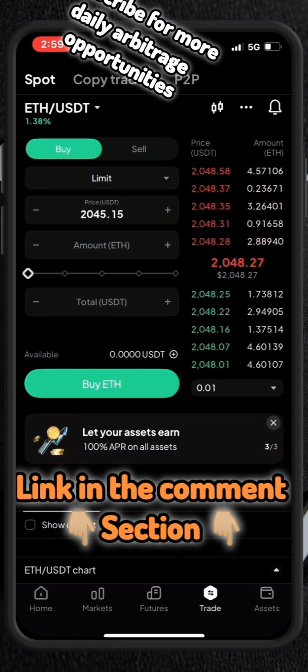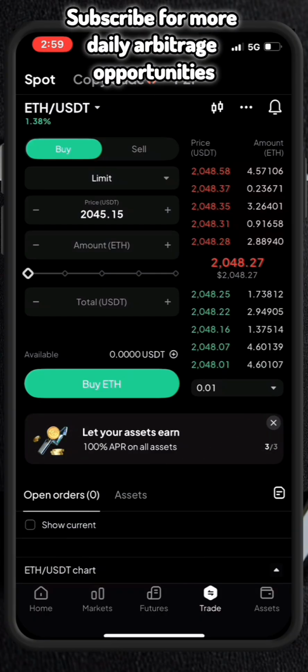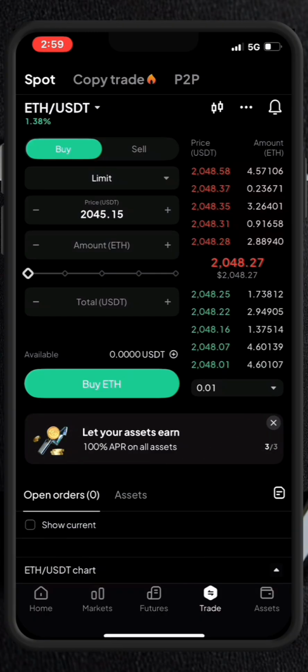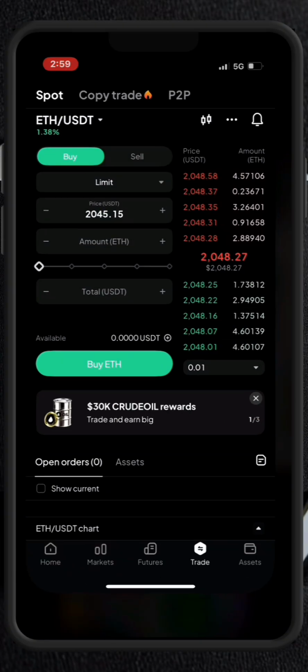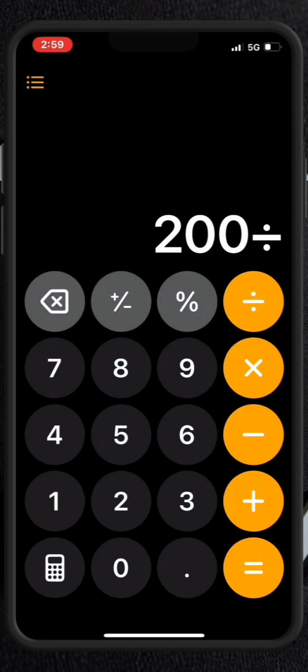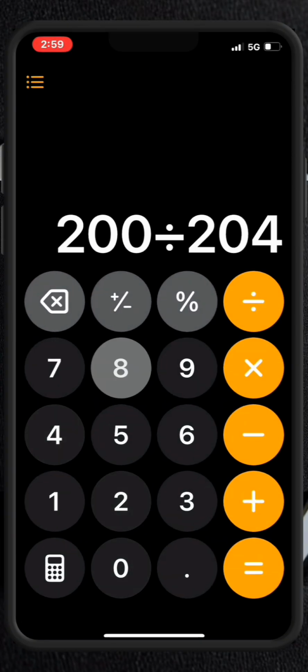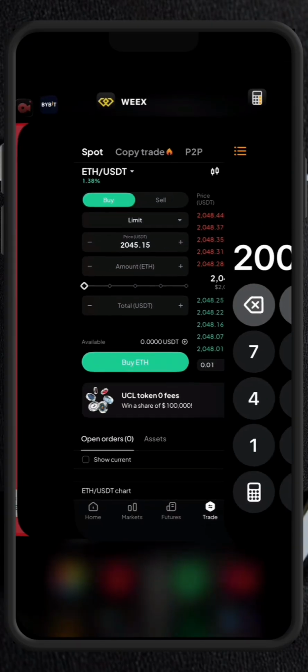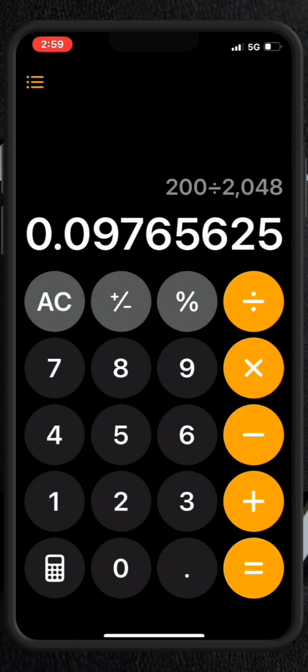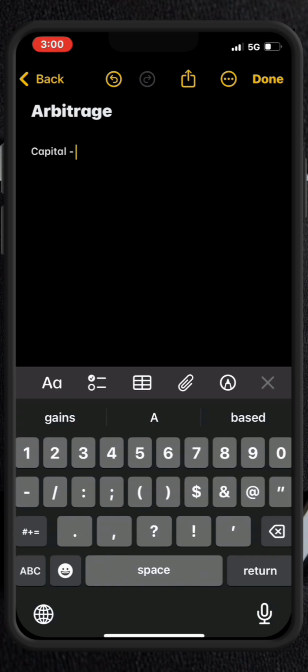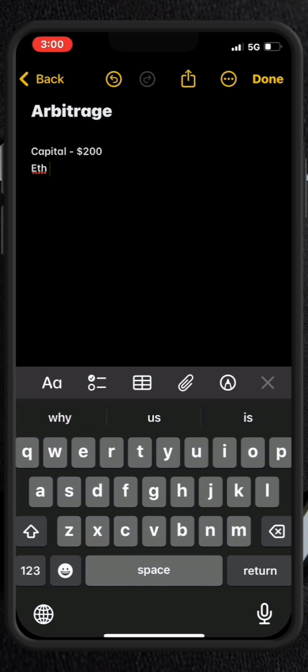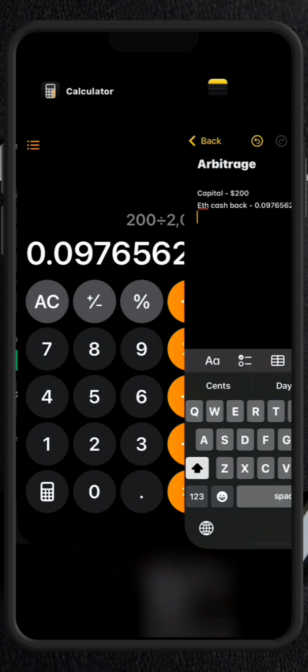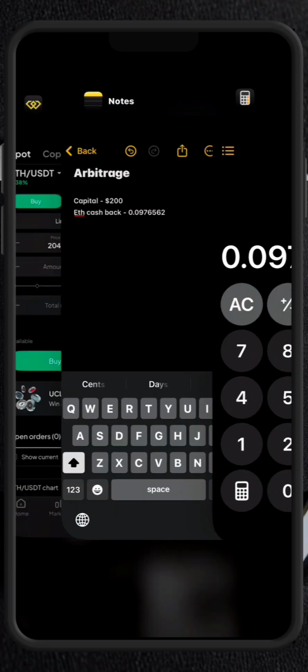Guys, for those of you that already have a registered WEEX account, what will happen is that you're going to use your $200 to buy ETH at the spot market at the WEEX app at a rate of $2,048, because that's the current market price of ETH to USDT at the WEEX app. You're getting a total of 0.097656 Ethereum. This Ethereum will be deposited into your spot trading account.